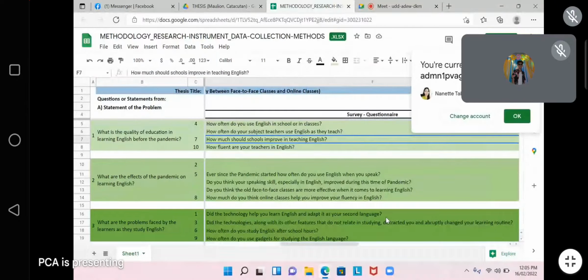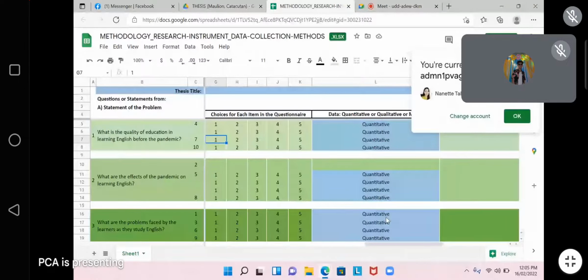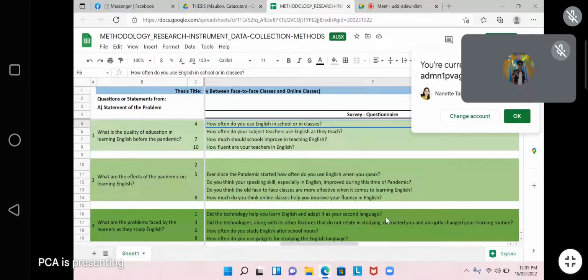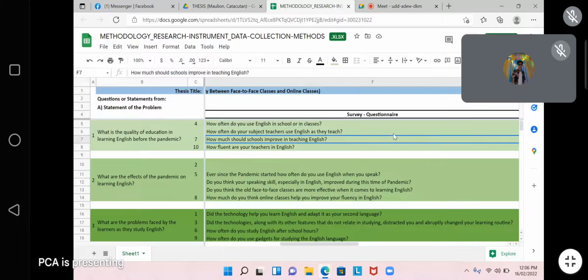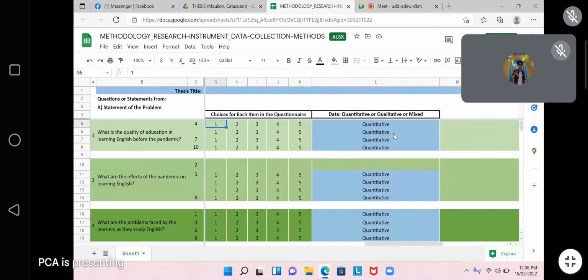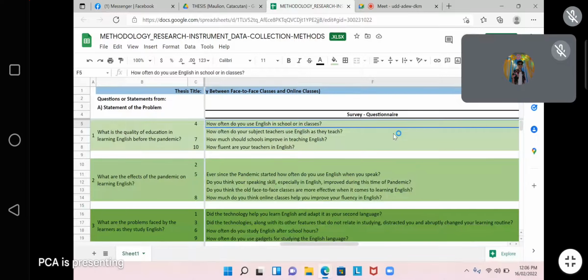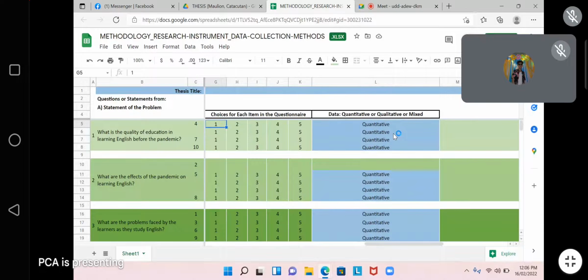And then further, tingnan mo sila Anna Faith. Okay, they already created a questionnaire having this: How often do you use English in school or in classes? So they have idea already that their Google form will be a Likert scale. Now, what is Likert scale? Answerable by 1, 2, 3, 4, 5.